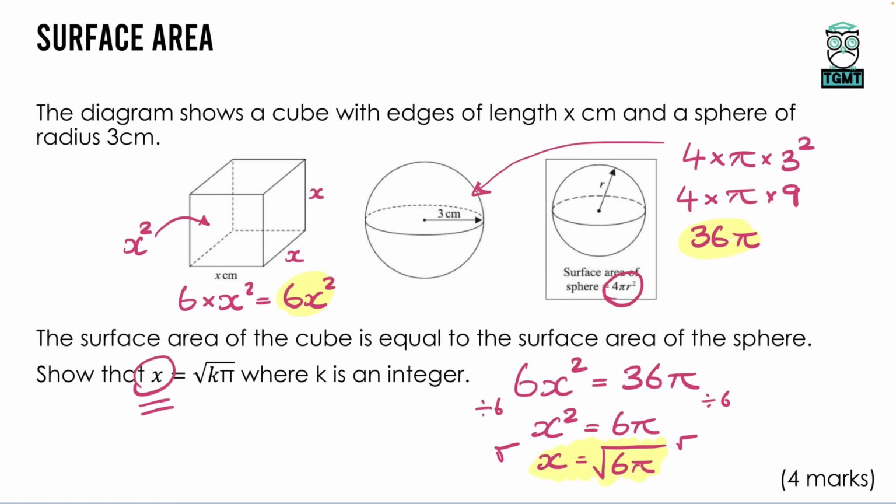So there we go. That was all really about forming an expression for the surface area of the cube, the surface area of the sphere in terms of pi, and then because it said that they were equal to one another, we could just set them equal to one another and solve it, or in other words, rearrange it to make x the subject. But there we go. There is some surface area using a bit of algebra as well.